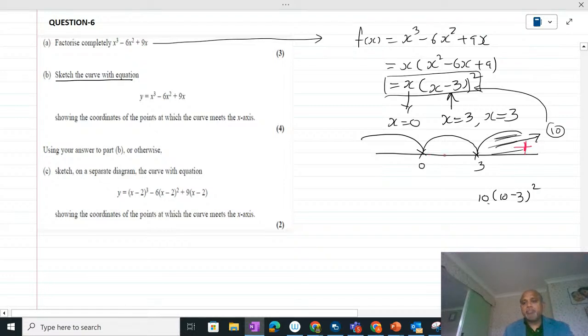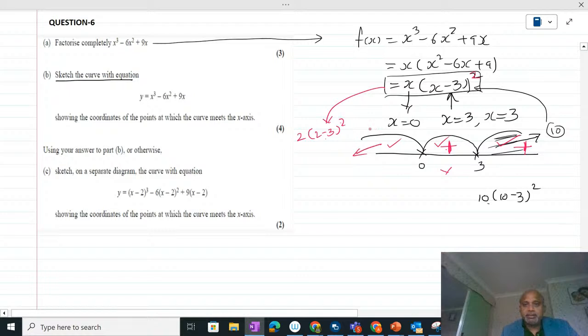Take any number between 0 and 3. Let's take 2. If you put 2 here, it should be 2, and 2 minus 3 is squared. It is negative, and a negative square will turn into positive. So this is also positive. So see, we got positive and positive. Whenever a square or a cube is there, you need to check every single section of this bridge shape diagram.